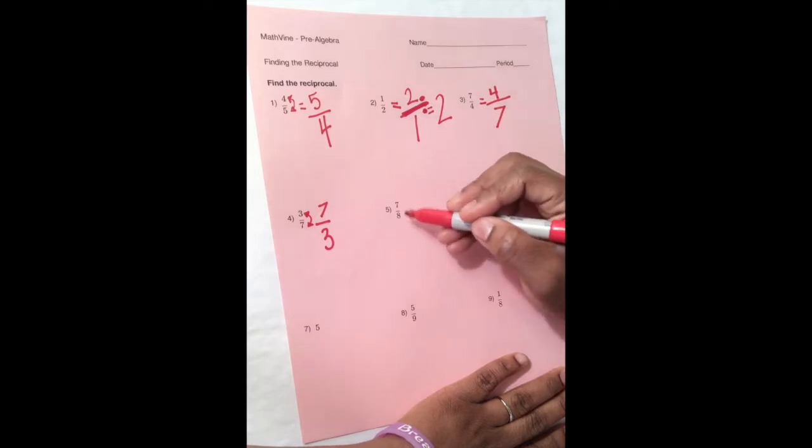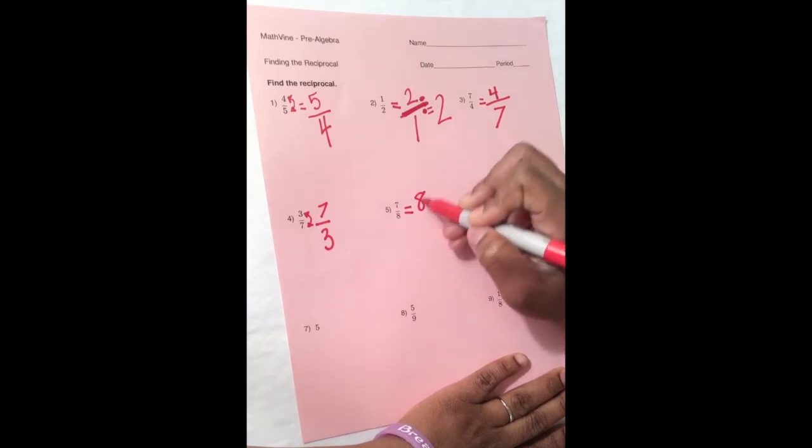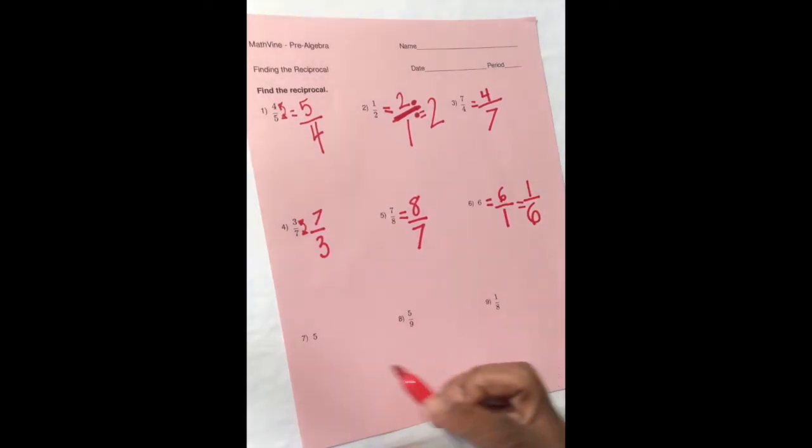Number 5, 7/8. What is the reciprocal of 7/8? 8/7. Now number 6 is different. Do you notice that? That's a whole number. So the first thing I want to do with 6 is change it into a fraction by putting a 1 as a denominator. So 6 is the same thing as 6 over 1. Now I'm ready to find the reciprocal. What is the reciprocal of 6 over 1? You've guessed it. It's 1/6.